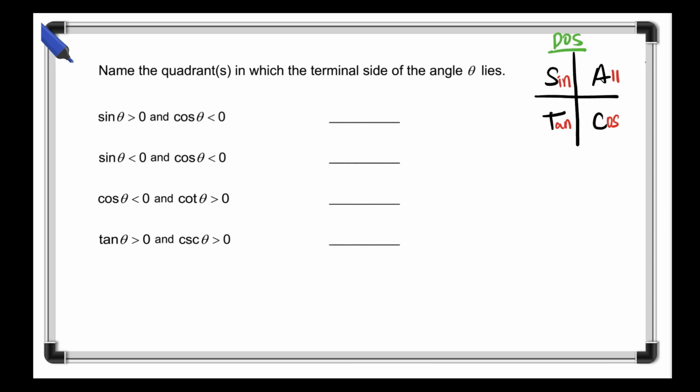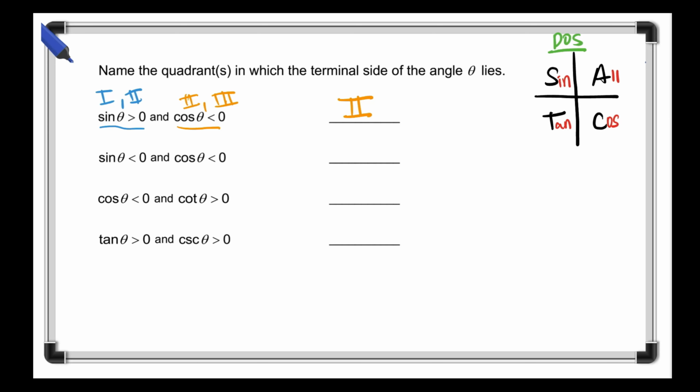So again, let's just go ahead and practice. Our sine is going to be greater than 0, so positive in quadrants 1 and 2. And cosine is going to be negative in quadrants 2 and 3. So we find that overlap is going to help us to figure out where that angle is going to be, that terminal side. And we would be landing in quadrant number 2.